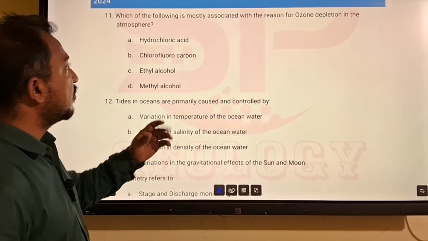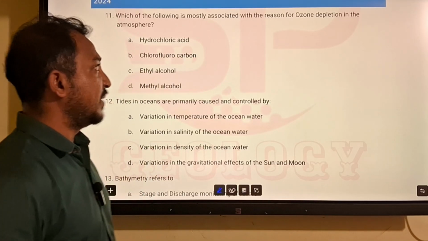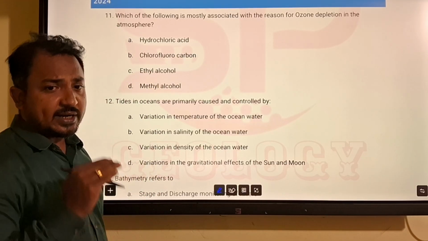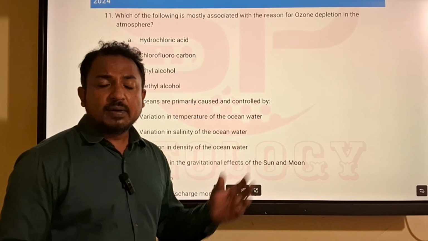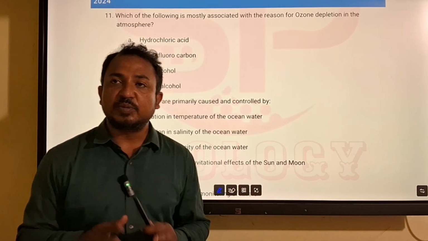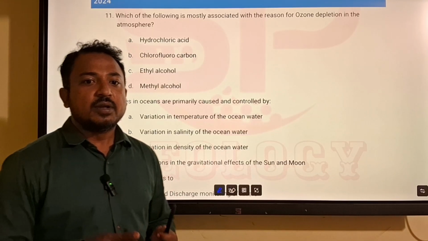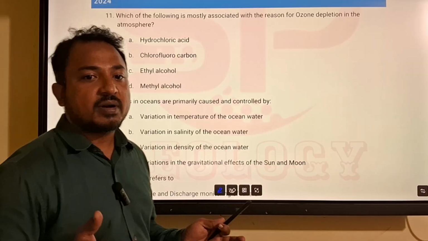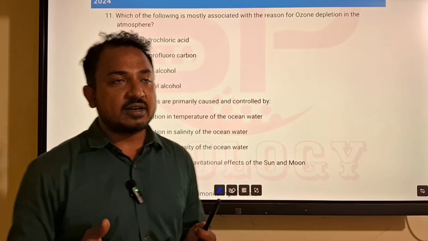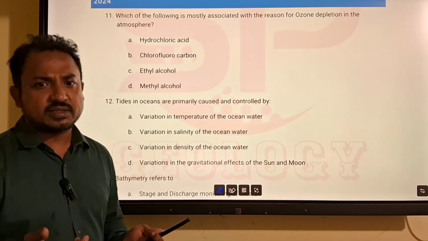Come to the next question. Which of the following is mostly associated with the region of ozone depletion in the atmosphere? So the ozone layer is found in the stratosphere. Chlorofluorocarbon is the main chemical that is responsible for ozone layer depletion. Generally you can call it CFC. CFCs are generally found in refrigerators, air conditioners and aerosol sprays.